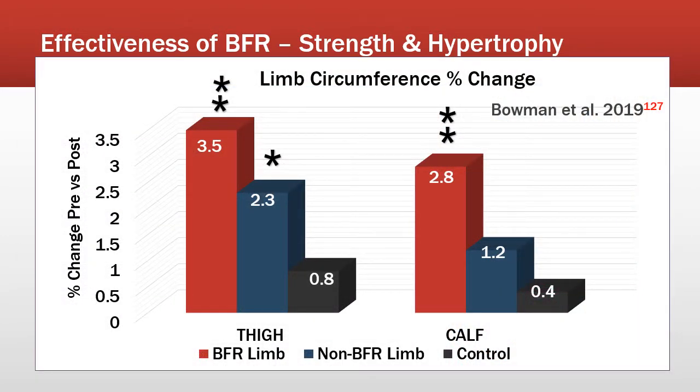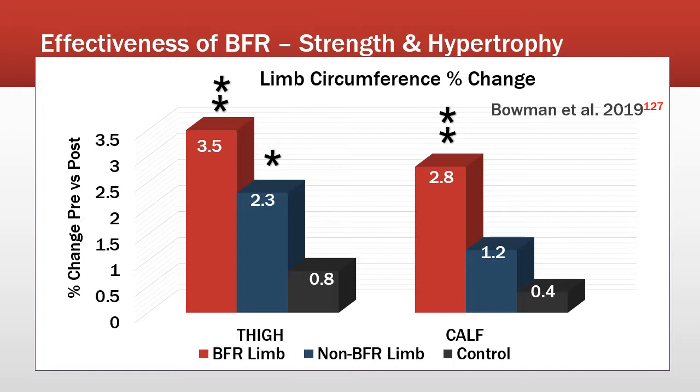So the outcomes here, you can see the BFR limb, the non-BFR limb in those same individuals, and then the control. And the double asterisk demonstrates statistically significant improvement over both, and then that single asterisk over the non-BFR group in the thigh also represents a statistically significant difference from the control. And so on the y-axis we have percent pre and post change in limb circumference.